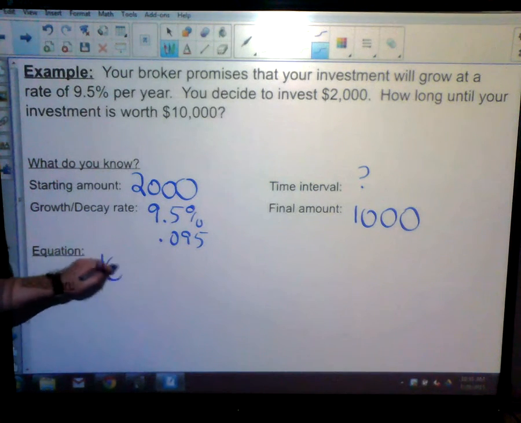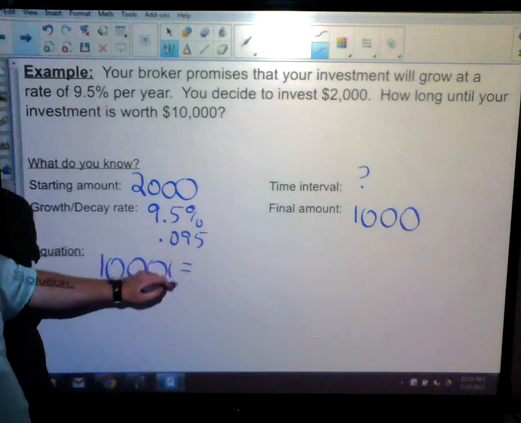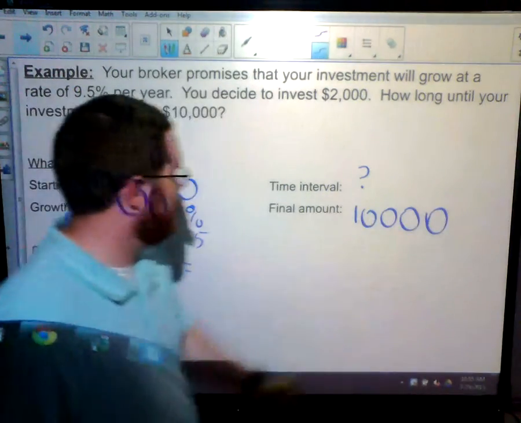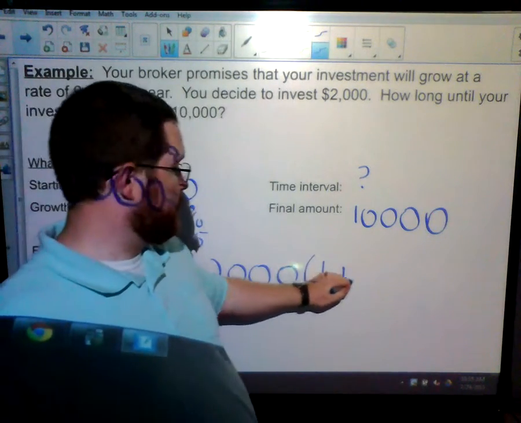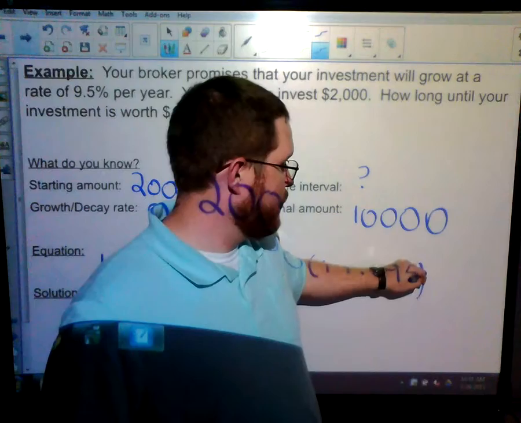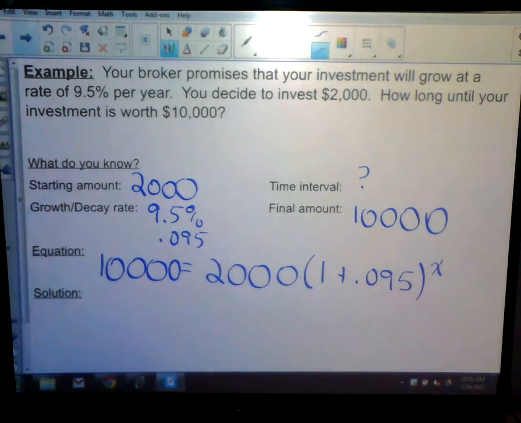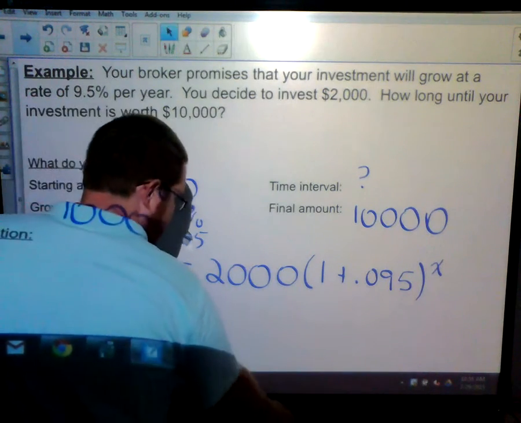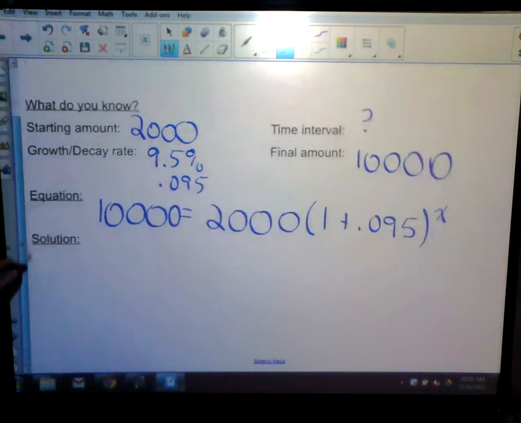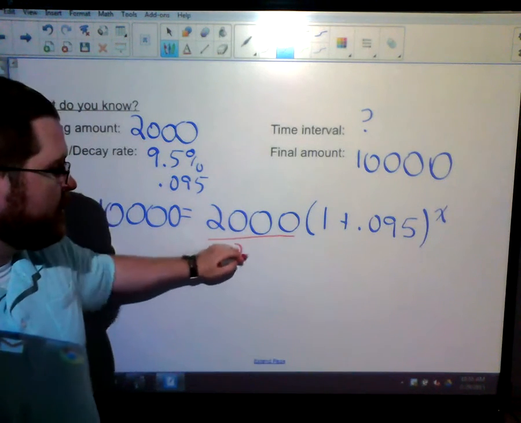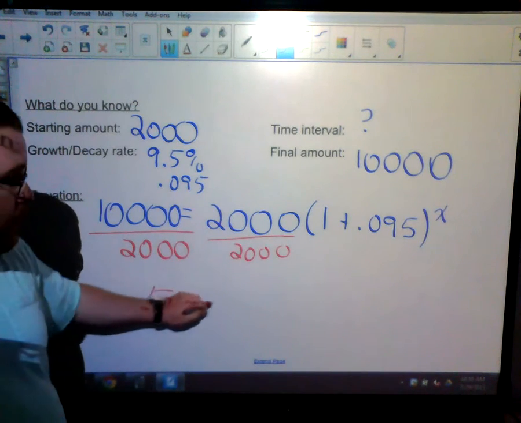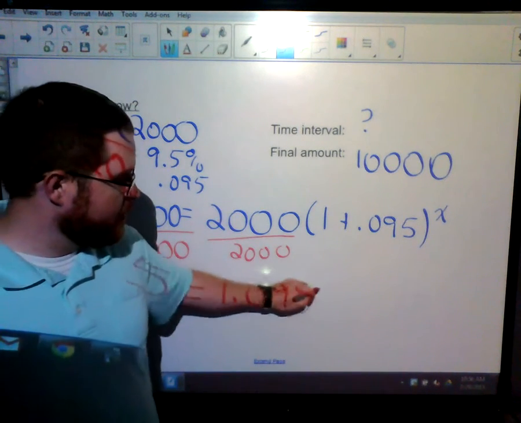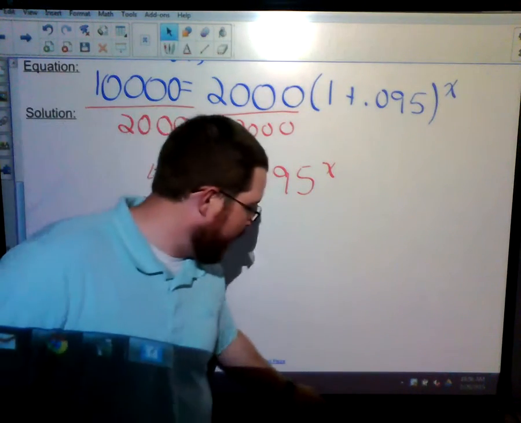So the final amount, 10,000, I don't know why I put 1,000, equals 2,000 times 1 plus 0.095 raised to the x power. Now how do I solve any equation? Well, I plug in the calculator and set each side equal to each other. The first thing I'm going to do, to make this problem a little bit easier, is divide both sides by 2,000. That tells me that 5 equals 1.095 to the x.